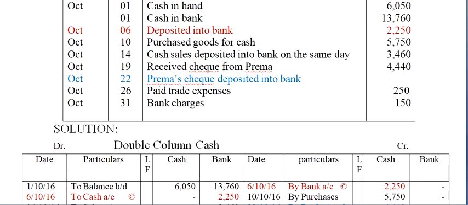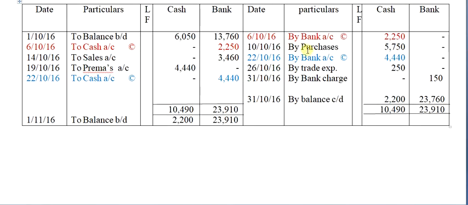Moving on to the second point. On October 6th, deposited into bank rupees 2,250. What are we depositing in the bank? Cash. So what happens? Our cash balance reduces. How much does it reduce?